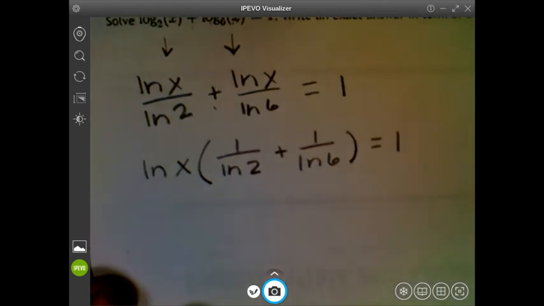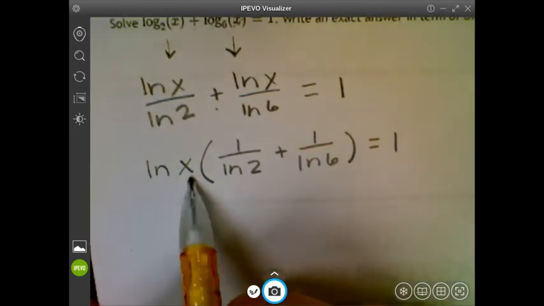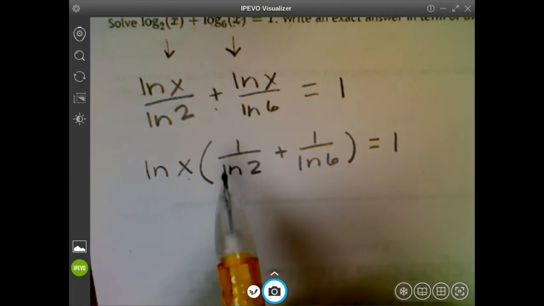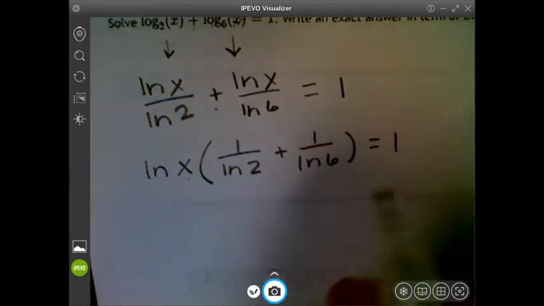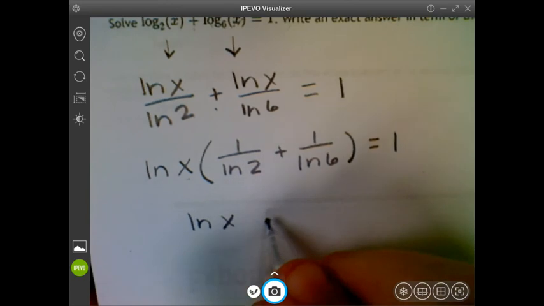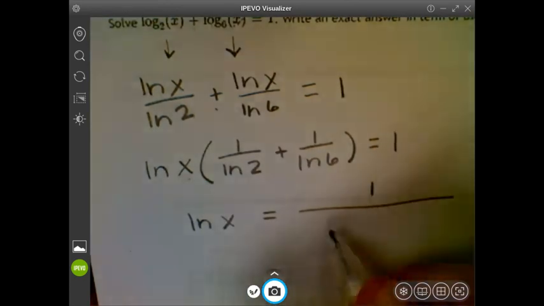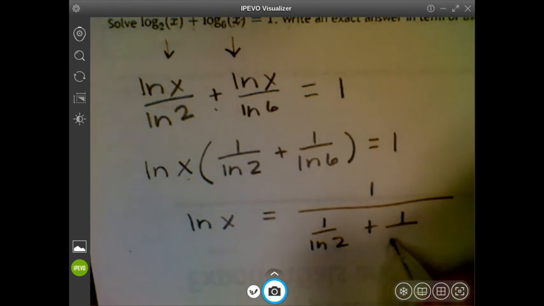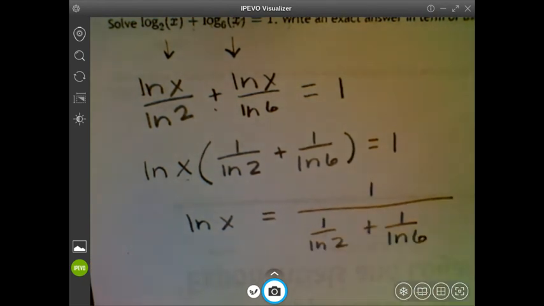And let's see, this is ln of x times this. So what you can do is you can go ahead and divide this over. So you can say ln of x would be equal to 1 over 1 ln of 2 plus 1 over ln of 6.